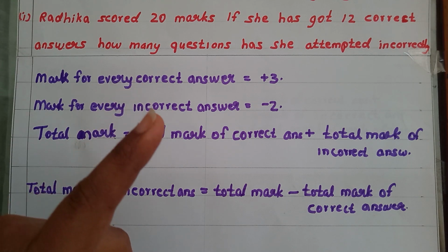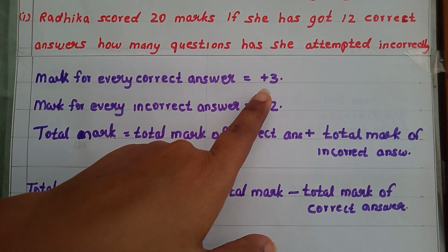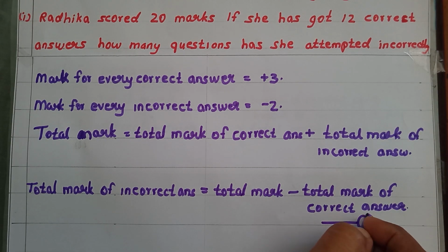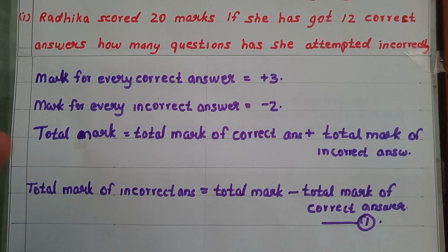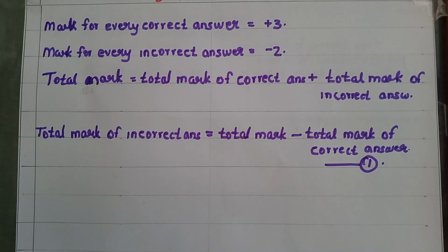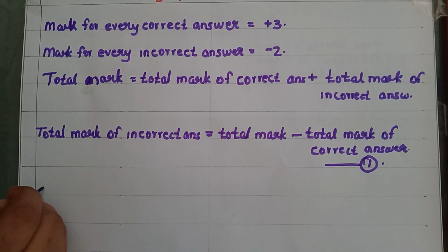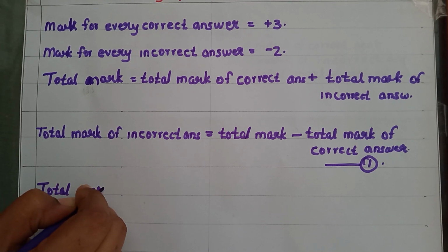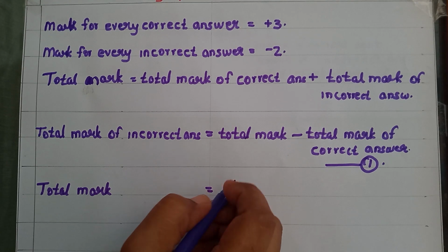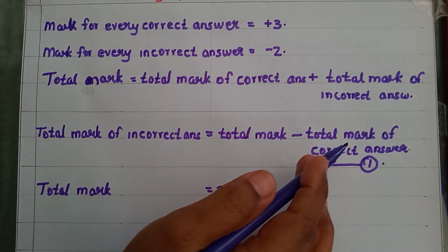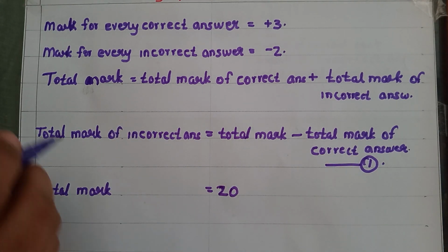For one correct answer, she will be getting 3 marks. So for 12 correct answers, she will be getting 12 into 3 marks, isn't it? This is equation number 1. This is the required equation. We know total mark, from the question, is equal to 20, that is the total score is 20.